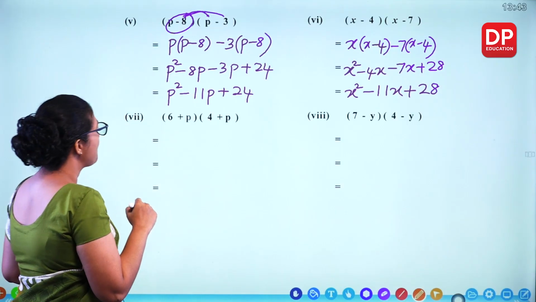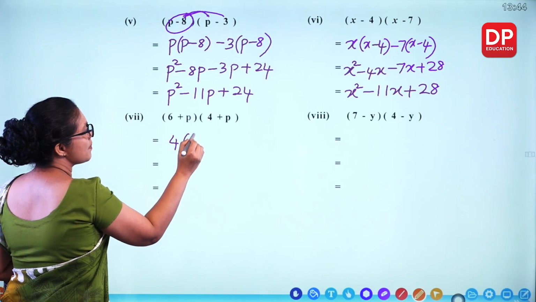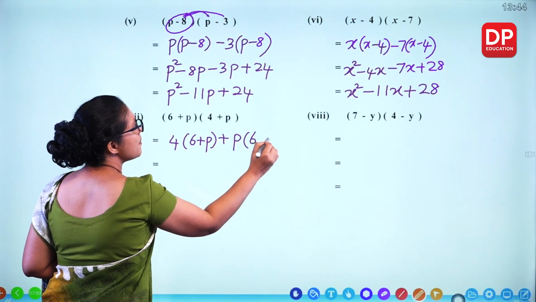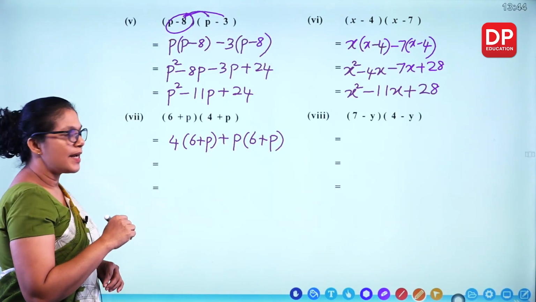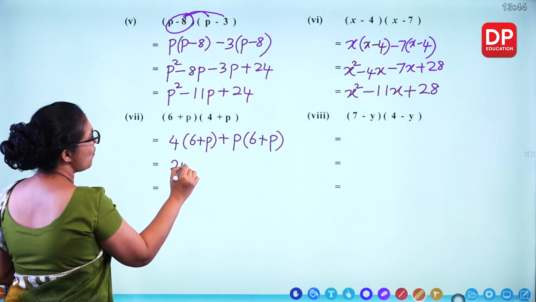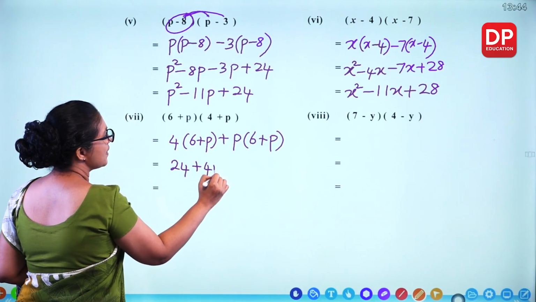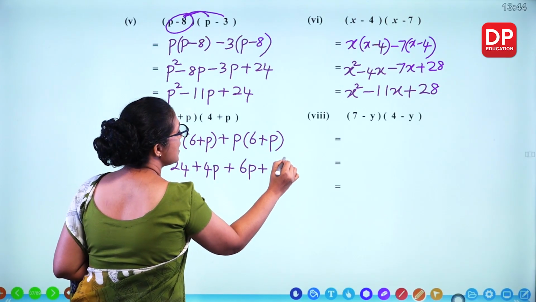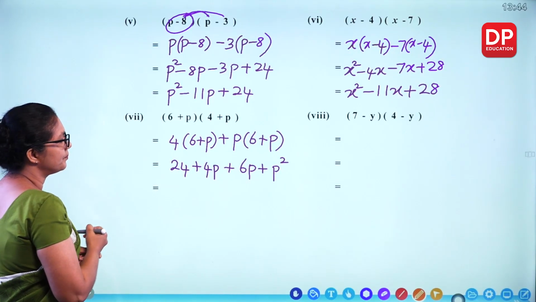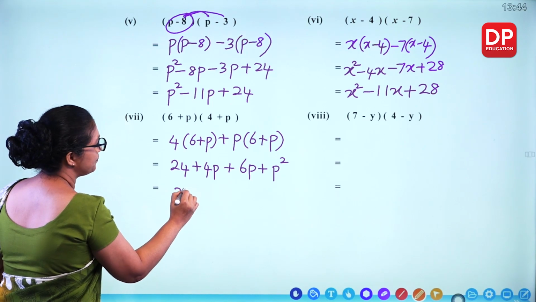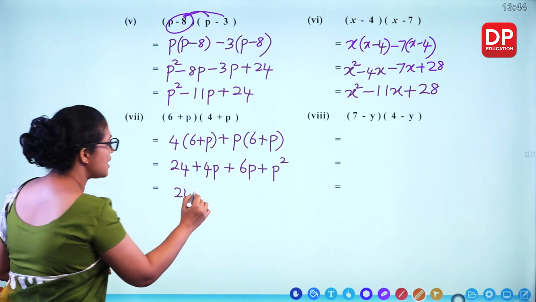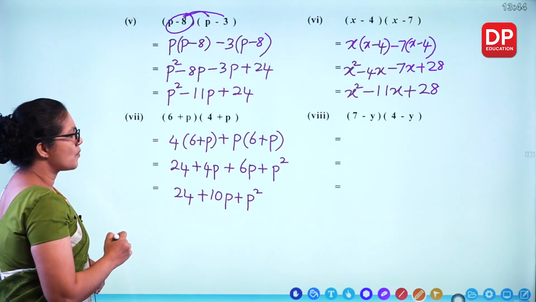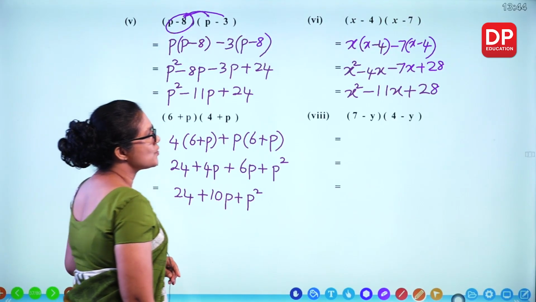28. Here 4 into 6 plus p and plus p into 6 plus p. Expand separately. 24 plus 4p. Here 6p plus p squared. So 24 is there. Here 6 plus 4, 10 plus p squared.